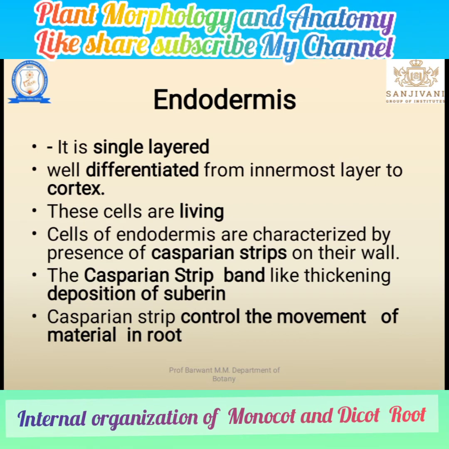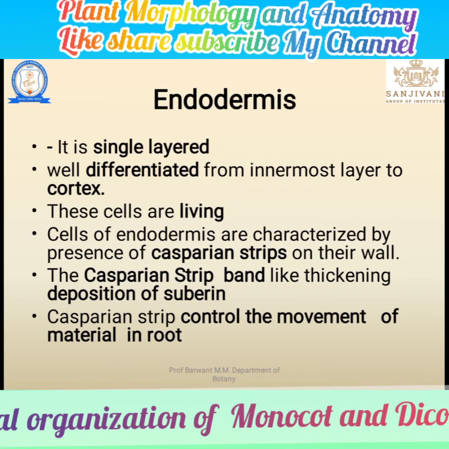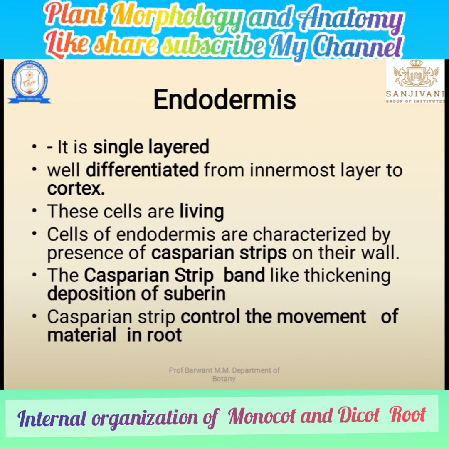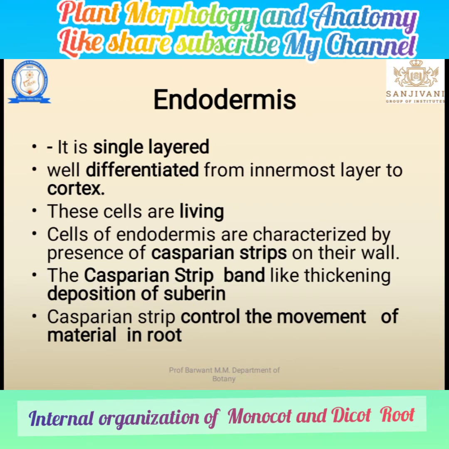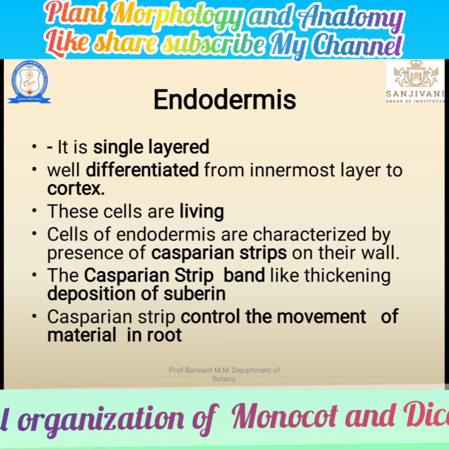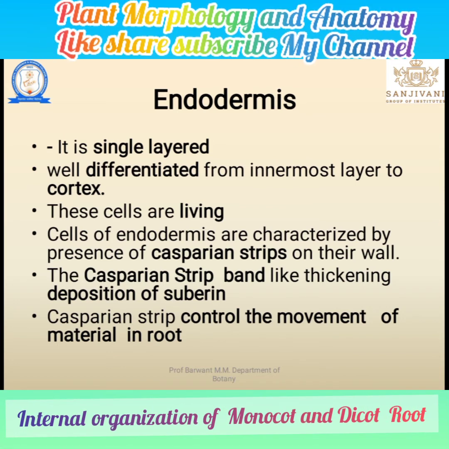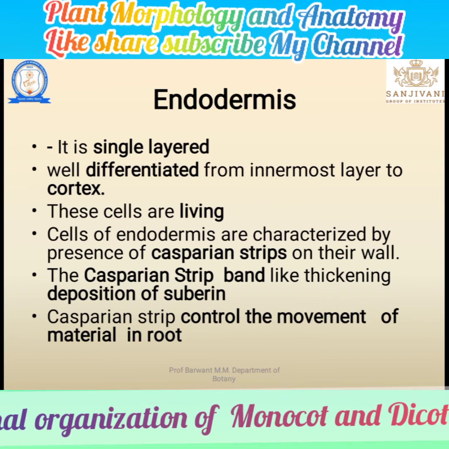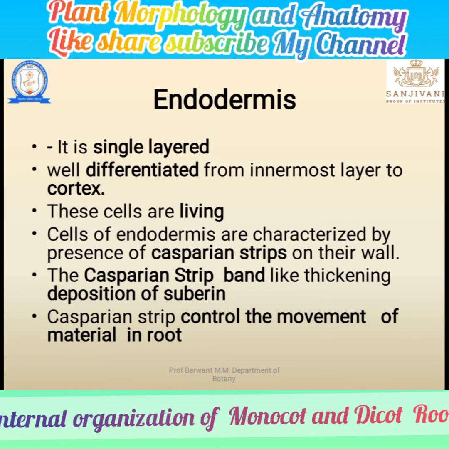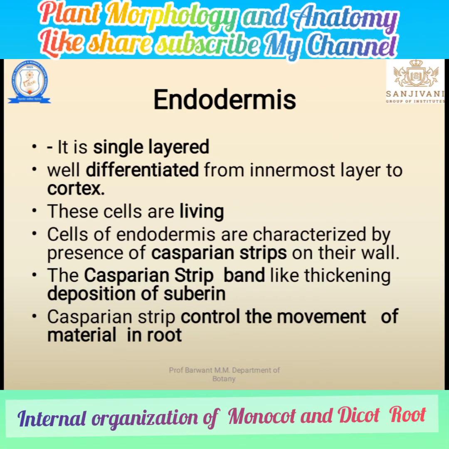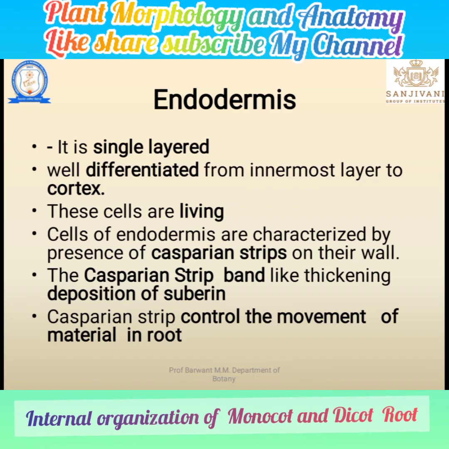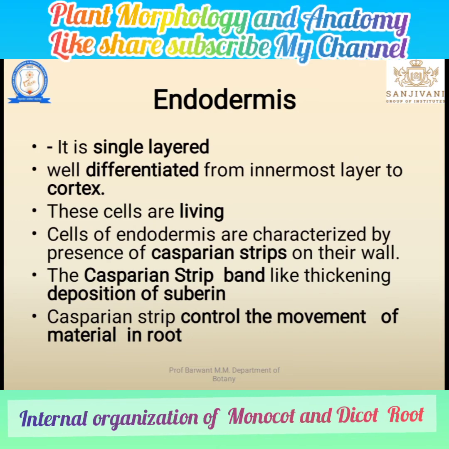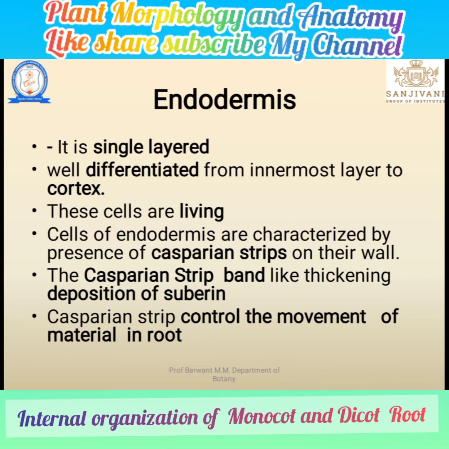What is a Casparian strip? The Casparian strip is a strip present between the xylem and phloem, and some amount of the strip is present in the endodermis. There is also deposition of suberin-type chemicals. The Casparian strip controls the movement of material in a root. That means it controls water as well as food material movement.